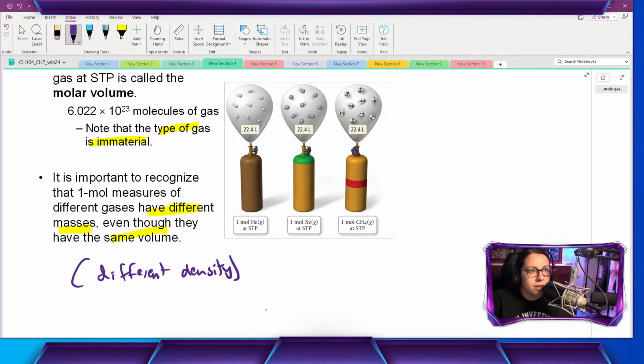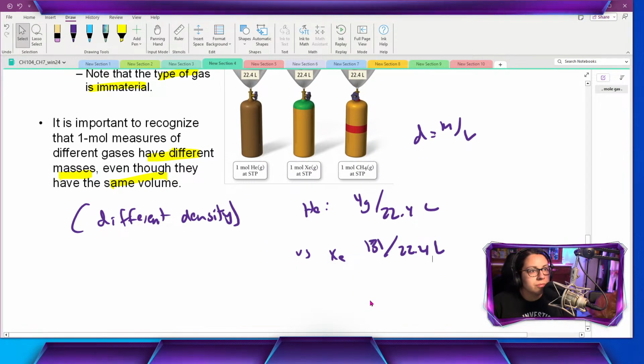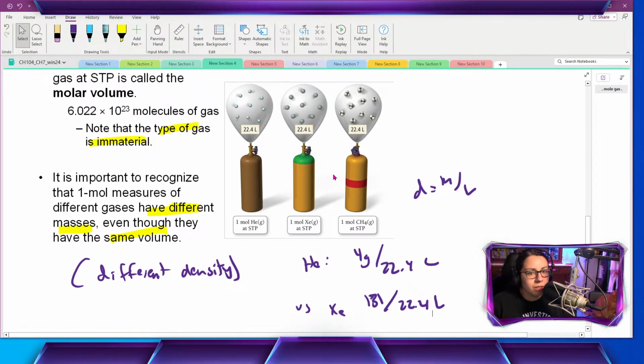So density is, of course, mass over volume. And so just think of helium: 4 grams per 22.4 liters versus xenon, which is 131 grams roughly for 22.4 liters. Questions about that there?